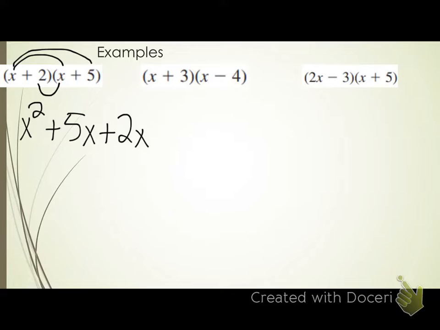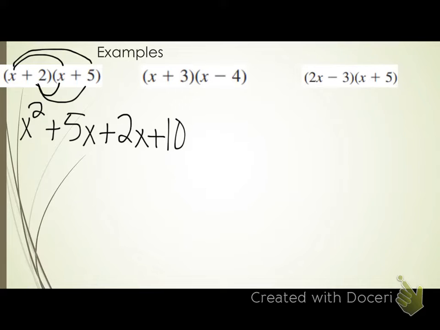Last. What are my last terms? 5 and 2. What's 5 times 2? 10. Okay, first of all, that was 5 plus 2, not 5 times 2. Oh. 5 plus 2 is 7. 5 times 2 is 10.